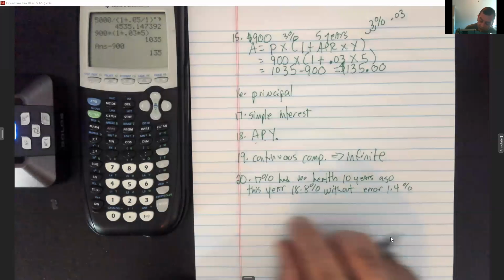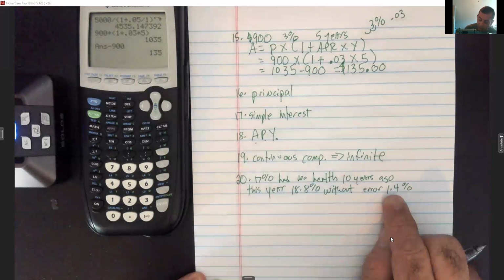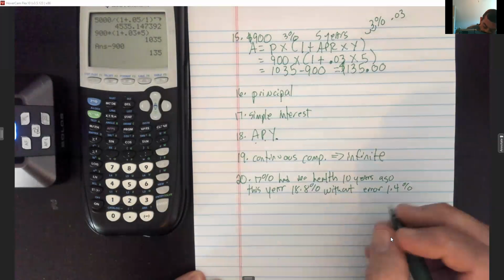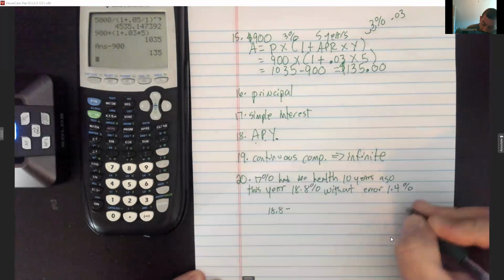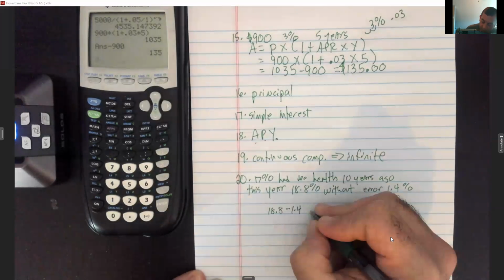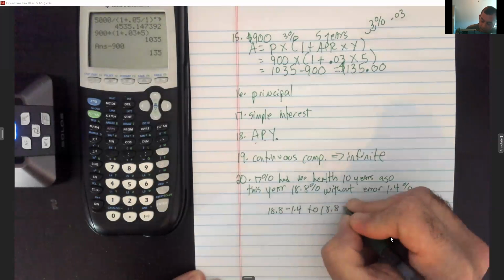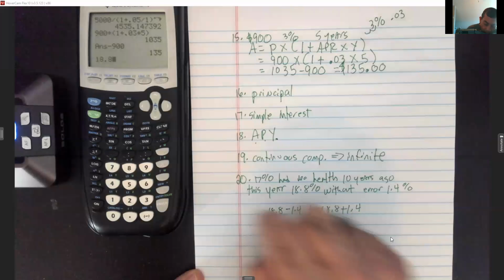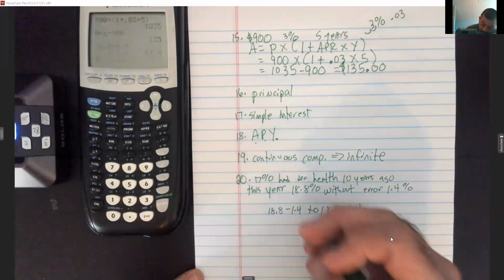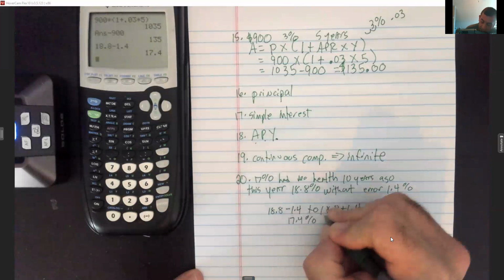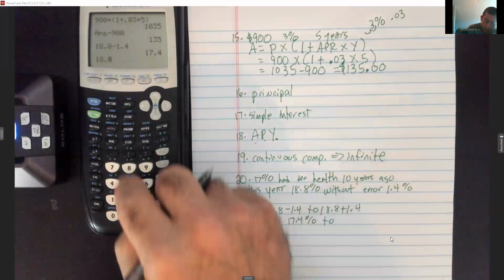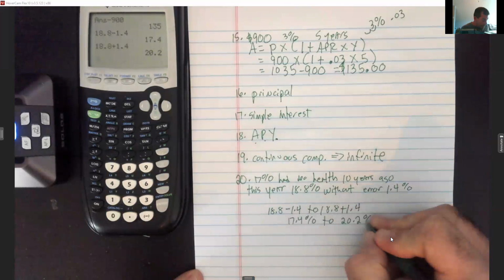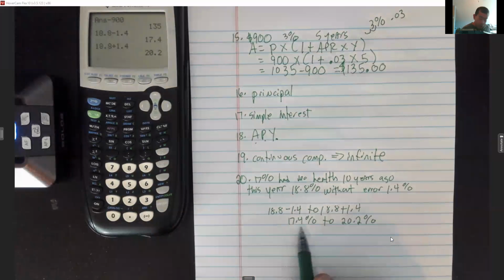So remember, my confidence interval takes the amount they gave you, we subtract the margin of error, and then we take the amount we got and we add the margin of error. So your confidence interval is going to be from 18.8 minus 1.4 to 18.8 plus 1.4. So let's figure this left side out. 18.8 minus 1.4 gives me 17.4%. Now I got 18.8 plus 1.4. That's going to give me 20.2%. So this is the percentage that I got from the new data.